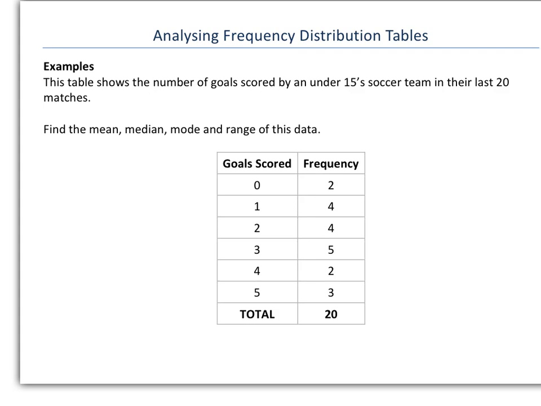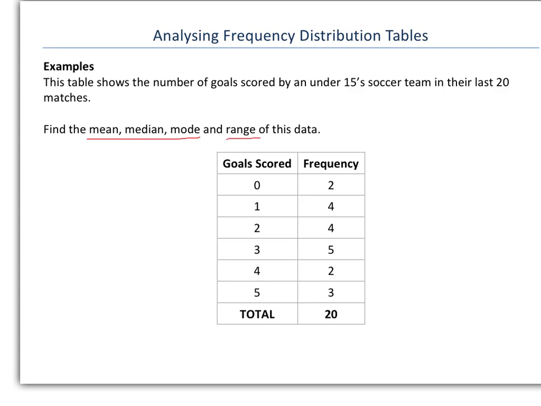So it's useful for us to know the middle or average number of goals scored, and this is known as the central score. And we usually find this by finding either the mean, the median, or the mode of the data. It's also useful for us to know the range of goals scored.